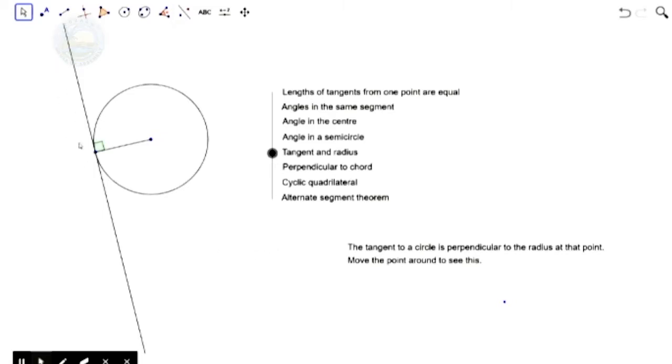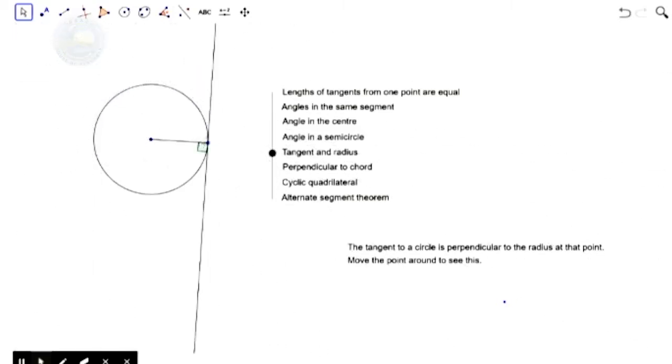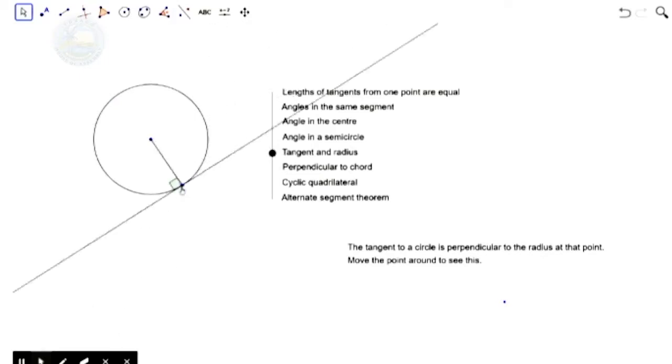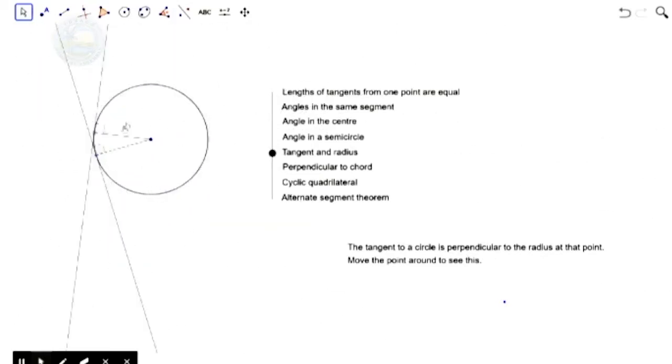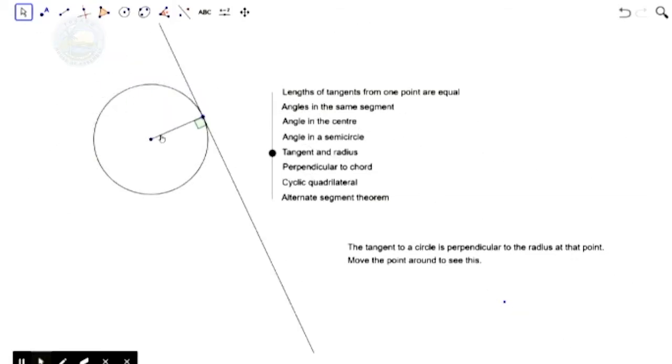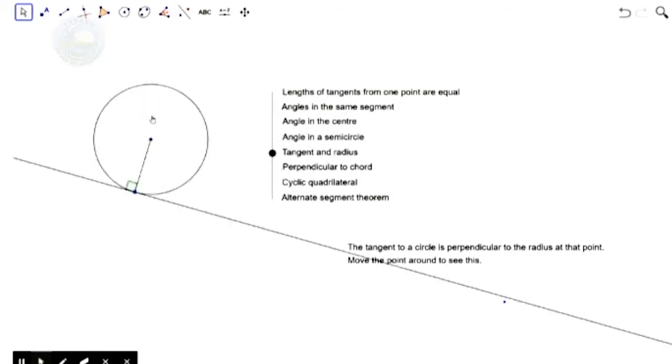So here we have a tangent, and if we were to draw a radius from obviously the center of the circle to the point of tangency, then the angle made between the tangent and the radius is always going to be 90 degrees.